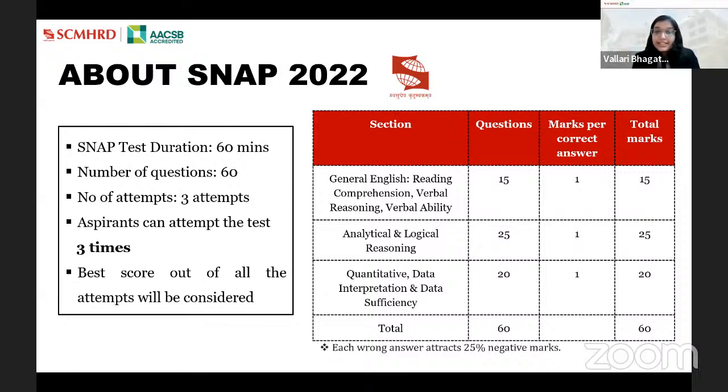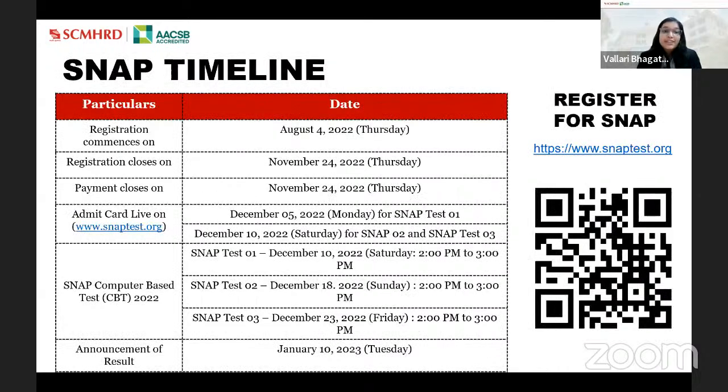So reading and general English has 15 questions, for which you can take 15 minutes. Logical reasoning has 25 questions, and quantitative has 20 questions, with a total of 60 questions. Every wrong answer attracts 0.05 negative marks. So we have a SNAP timeline with us.